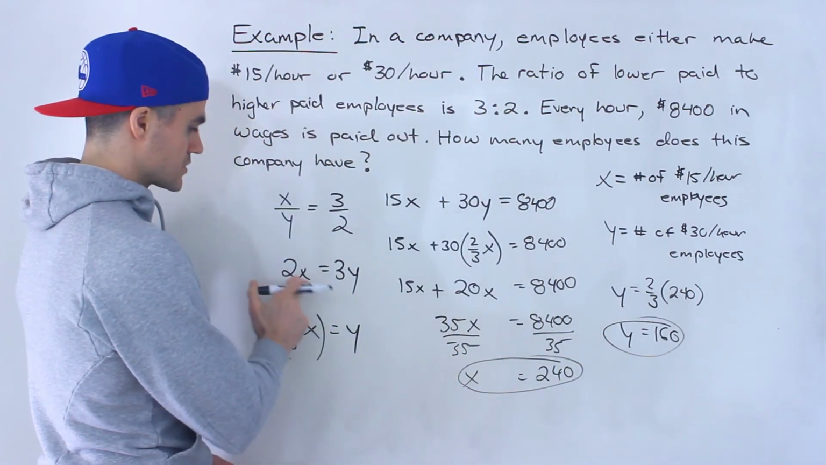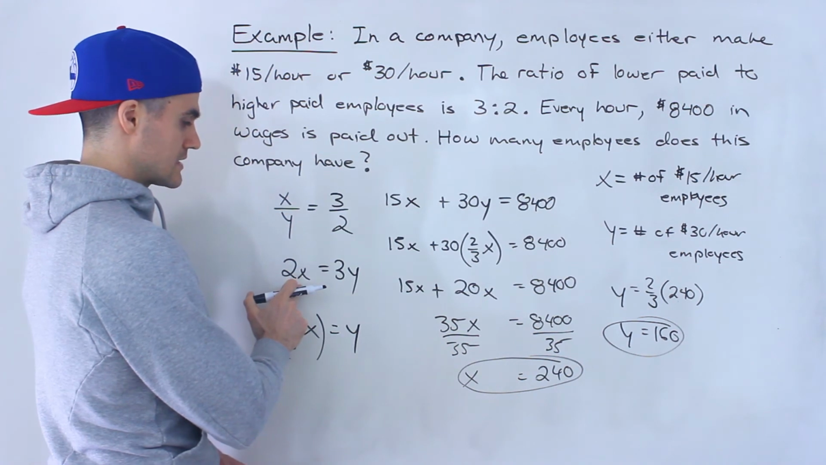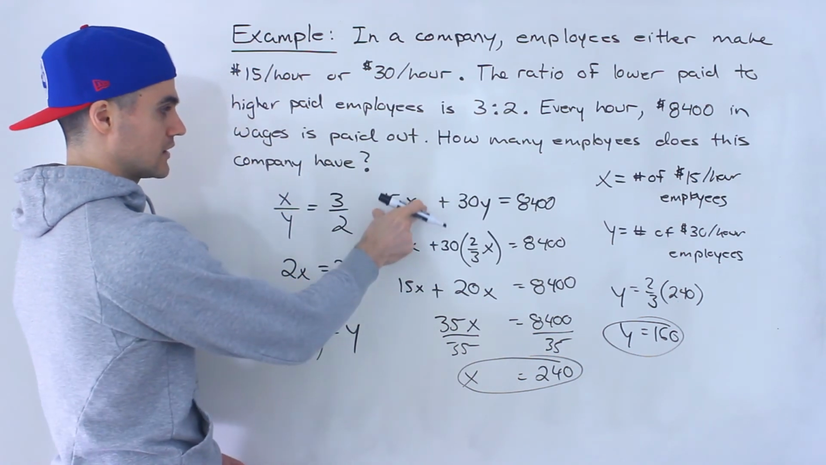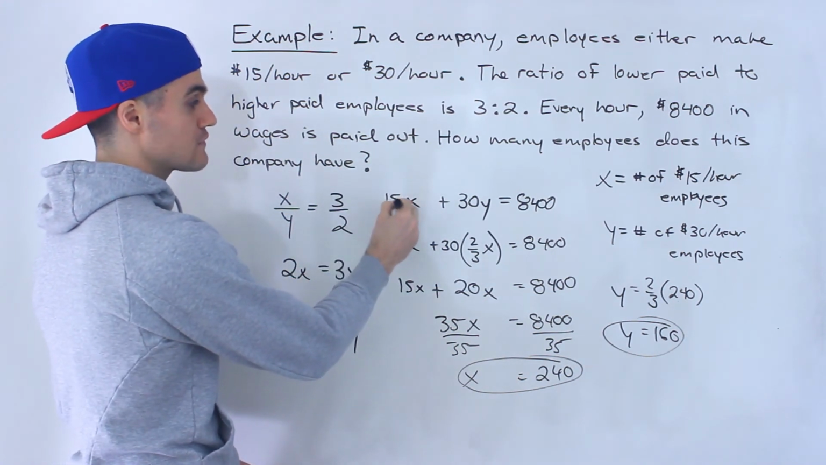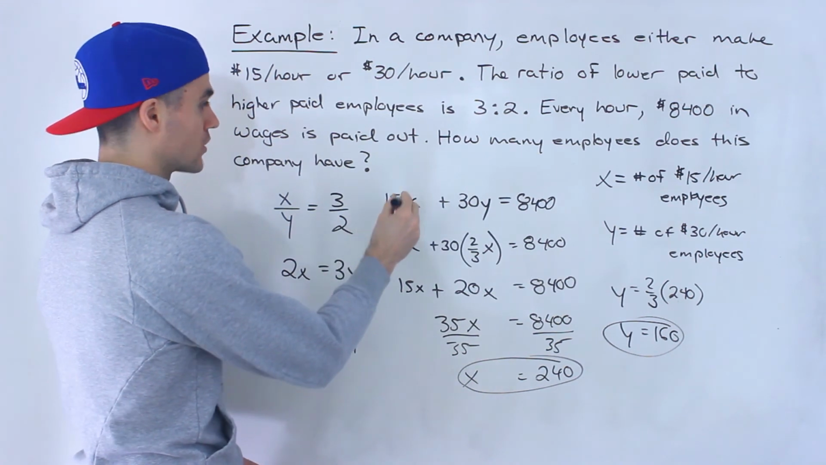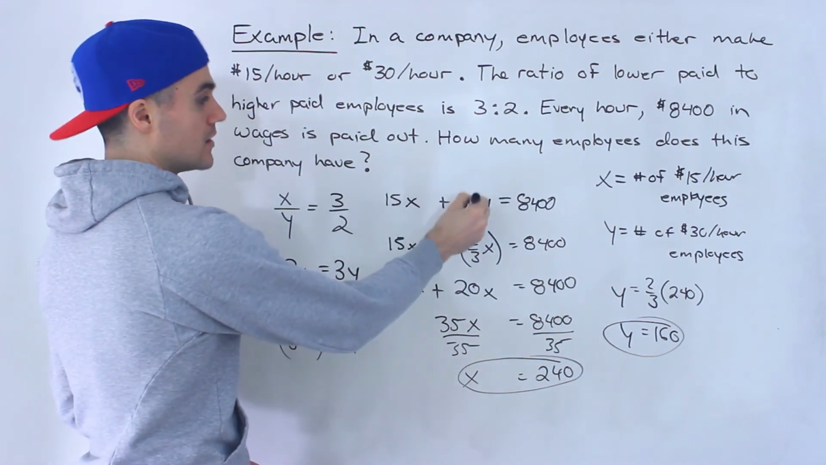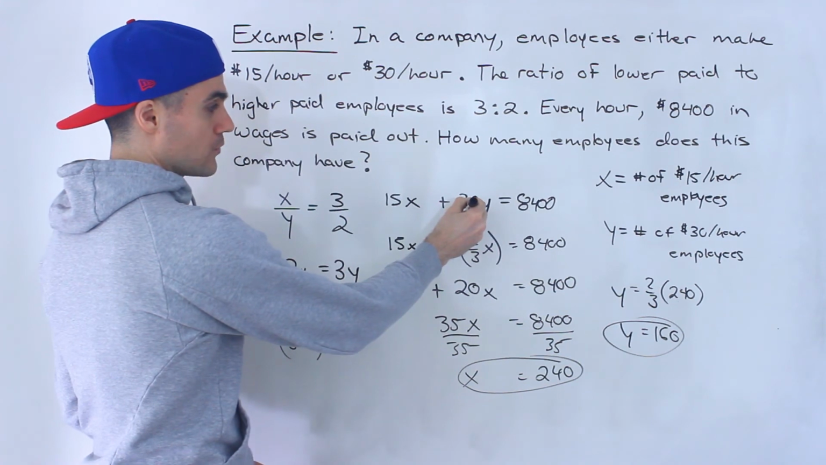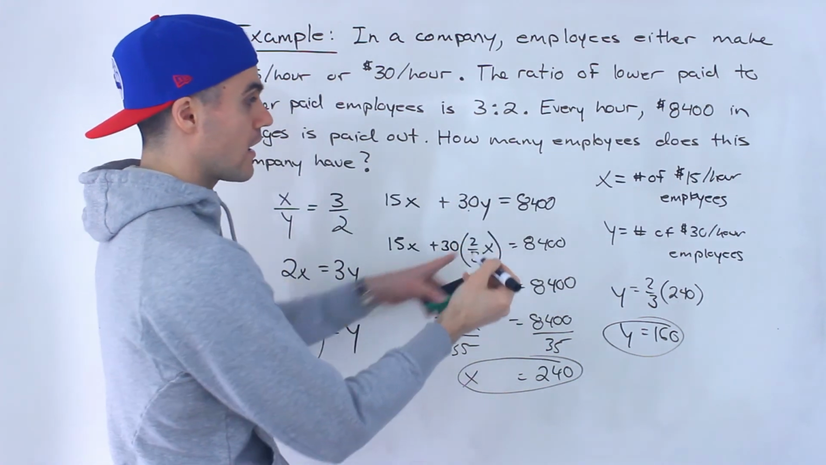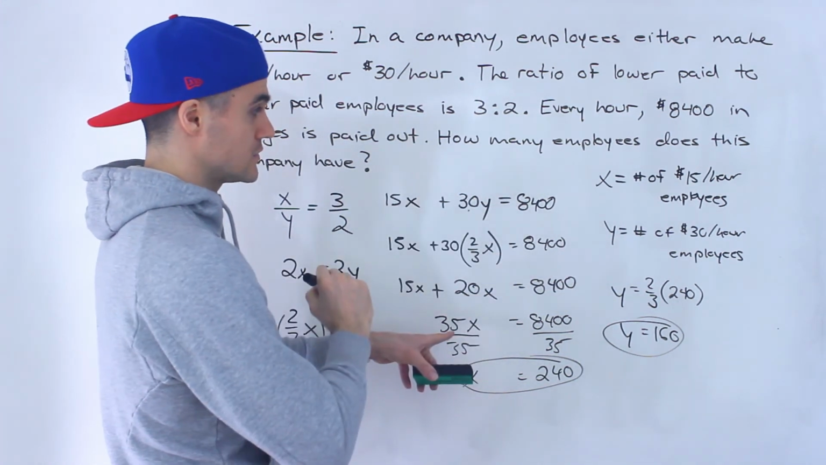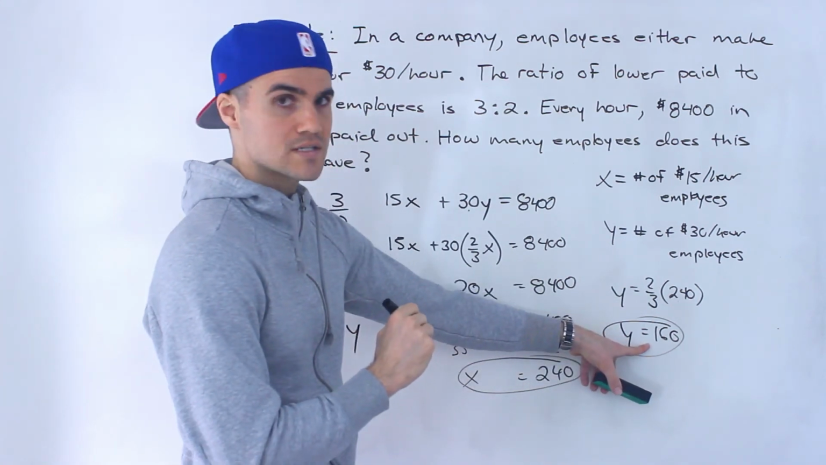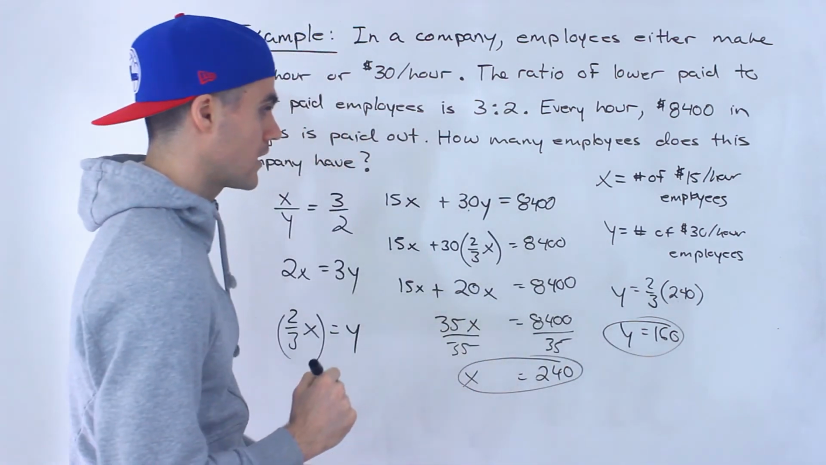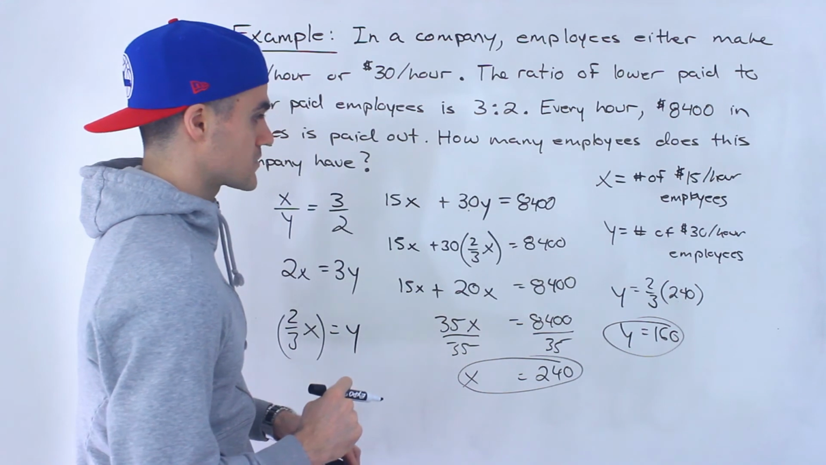Right? So you could have also isolated for the x here. Instead, 3 over 2 plugged in here, you'd get 22.5y, plus the 30y, which would give you 52.5y, and then 8,400 divided by 52.5 would give you 160. So you could have gone that way as well. I just went this way.